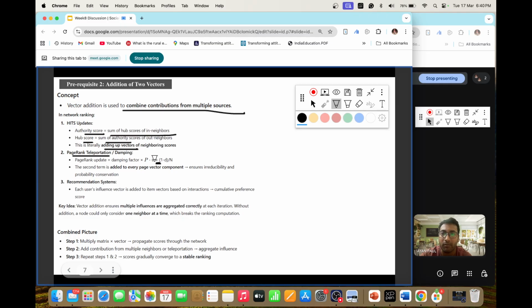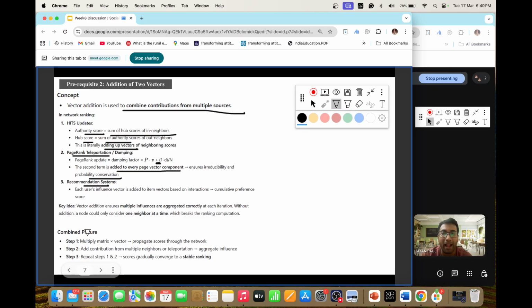Okay, the second term is the teleportation vector, which is added to every page vector component and shows irreducibility or probability conservation. The recommendation system I am not discussing, you can see it. So the key idea: vector addition ensures multiple influences are aggregated correctly at each iteration. Without addition, a node could only consider one neighbor at a time, which breaks the ranking computation.